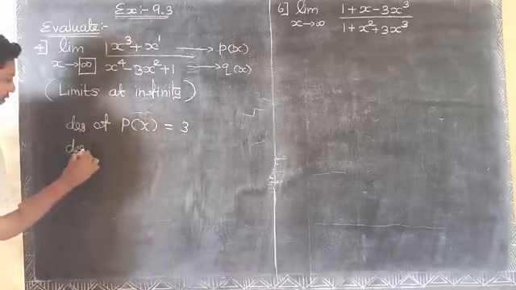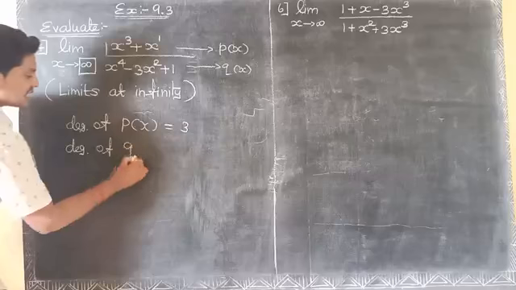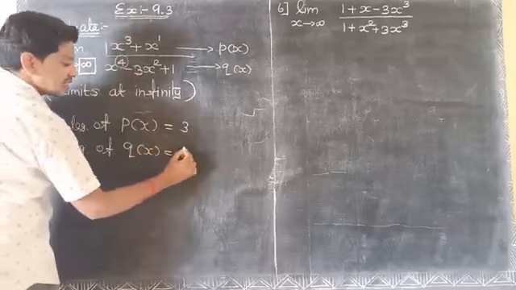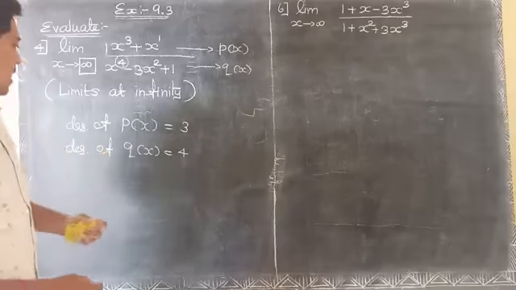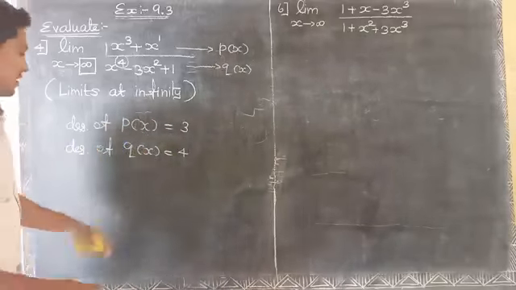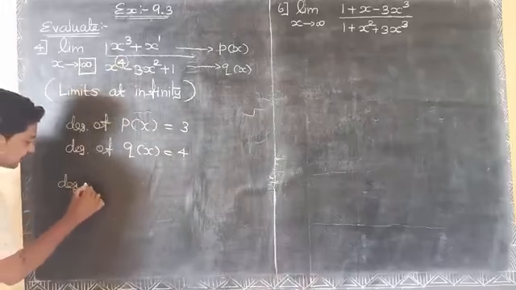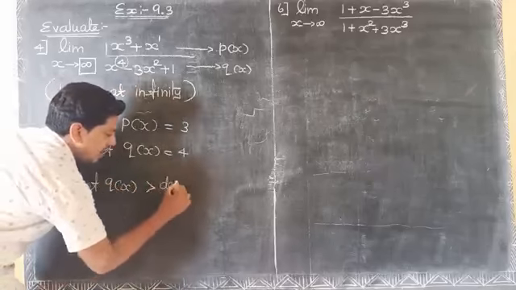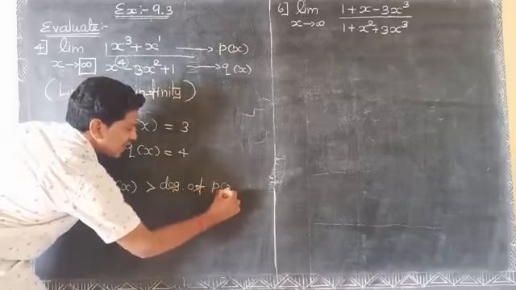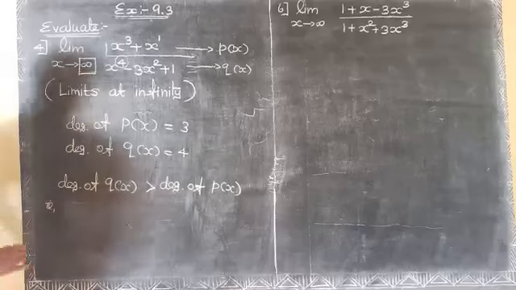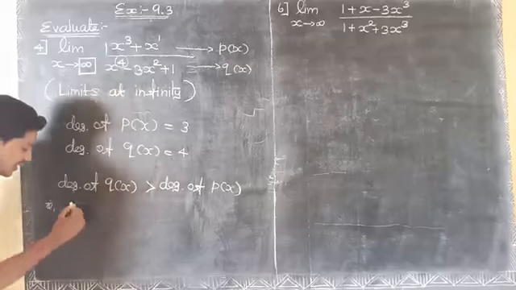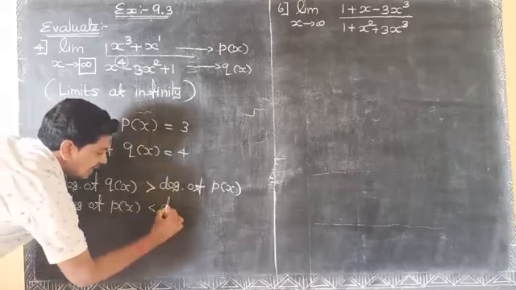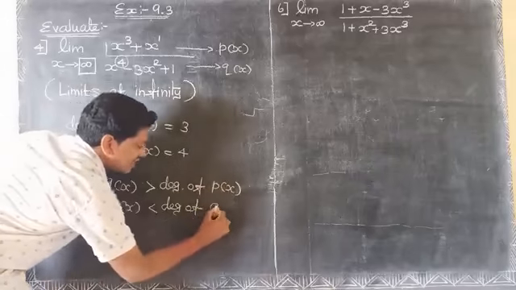Then the degree of q of x, the highest degree, is 4. The relation between the degree of p of x and q of x is that the degree of q of x is greater than the degree of p of x, which can be said in another format: the degree of p of x is less than the degree of q of x.